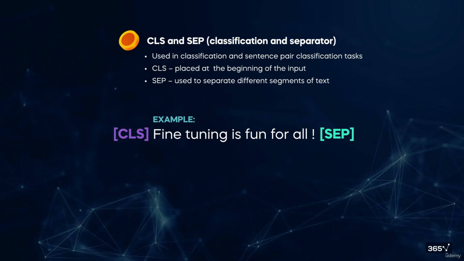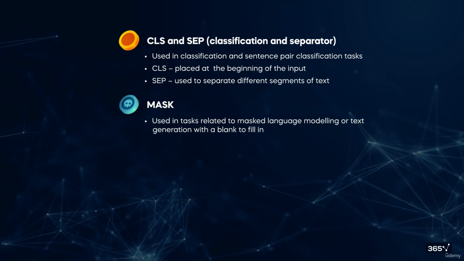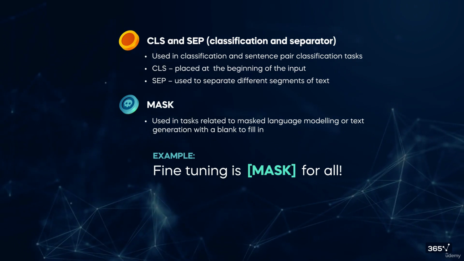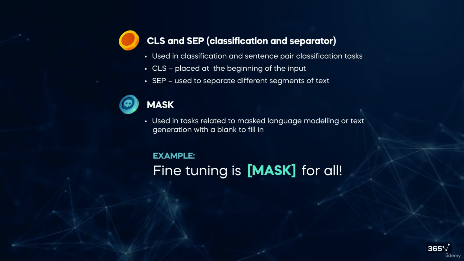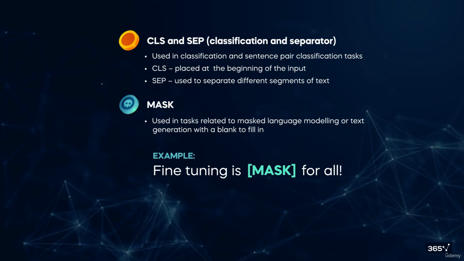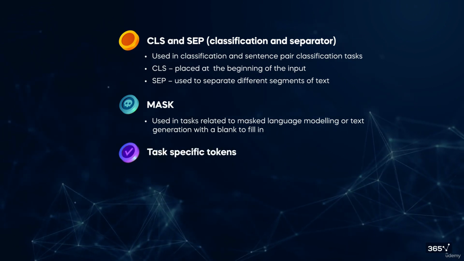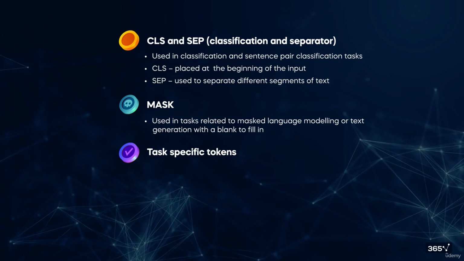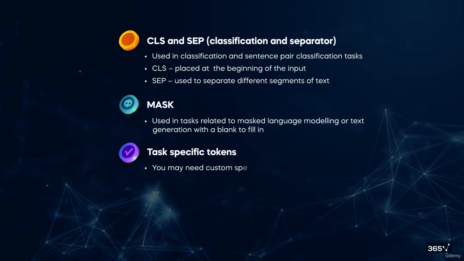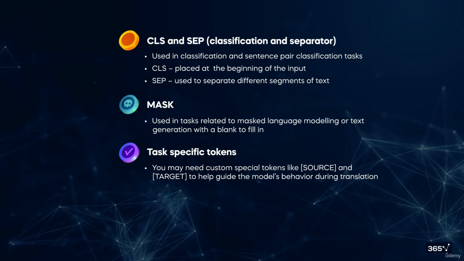The mask token is used in tasks related to masked language modeling or text generation with a blank to fill in. For example, you might provide a sentence with a word replaced by mask, and the model's task is to predict the missing word. This is commonly used in tasks like text completion. Depending on the specific task you want the model to perform, you may introduce custom special tokens. For instance, if you're using the model for translation, you might have special tokens like source and target to indicate the source and target languages respectively.